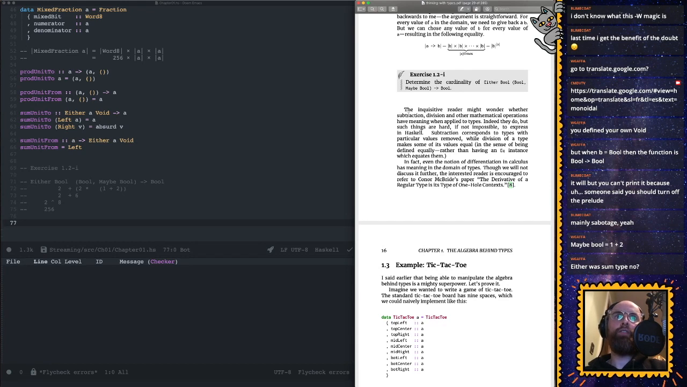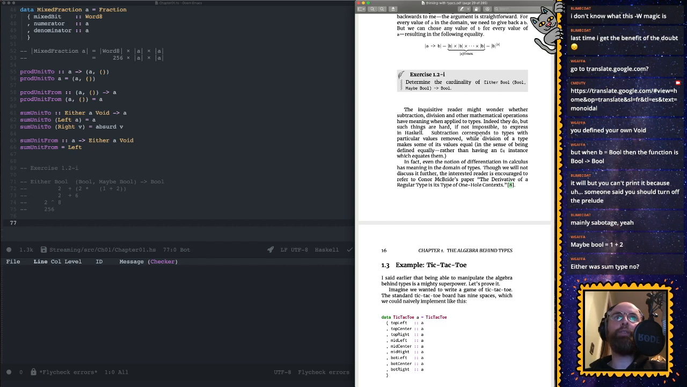The inquisitive reader might wonder whether subtraction, division, and other mathematical operations have meaning when applied to types. Indeed they do. But such things are hard, if not impossible, to express in Haskell. Ah, good, because this wasn't hard enough at all.